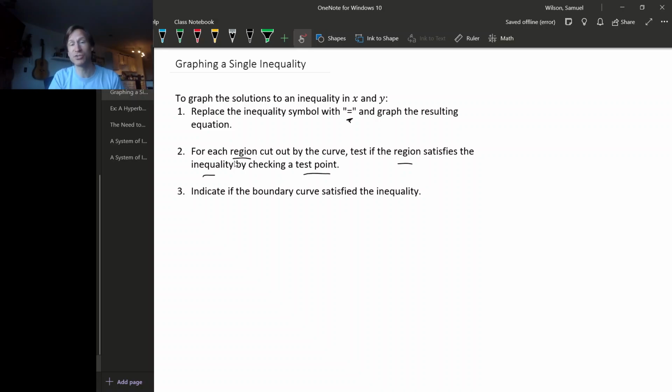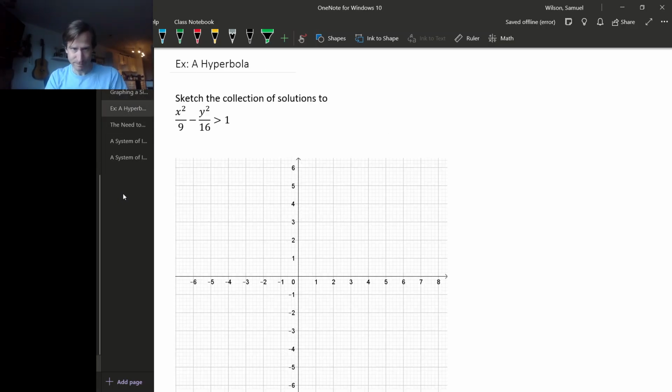So we'll do that for each region that the curve cuts out of the plane. And then we'll know which of those regions is composed of solutions. Then also we'll have to indicate if the boundary curve satisfies the inequality. So we might have to replace the boundary curve with a dotted boundary curve if the boundary curve doesn't satisfy the inequality. So let's look at one more example. Now let's sketch the collection of solutions to this inequality.